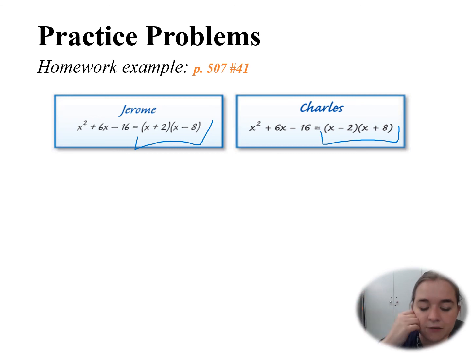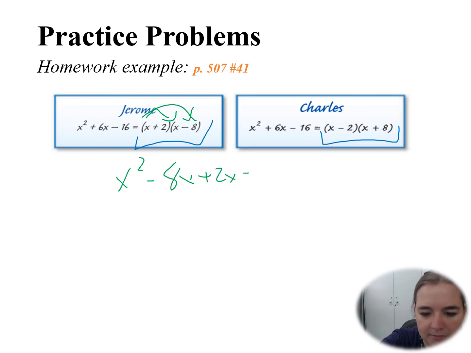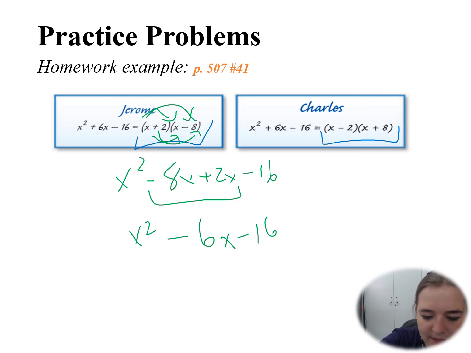So what I see here is that both students identified the factors as being 2 and 8, but they have different positives and negatives. So what I would do to check the work in this situation is I would start with what they have already. I'm going to FOIL it out and see which one matches. So if I FOIL out Jerome's, I get x squared minus 8x plus 2x minus 16. When I combine my like terms, I get x squared minus 6x minus 16. That doesn't match, so Jerome is definitely wrong. That middle piece does not match.